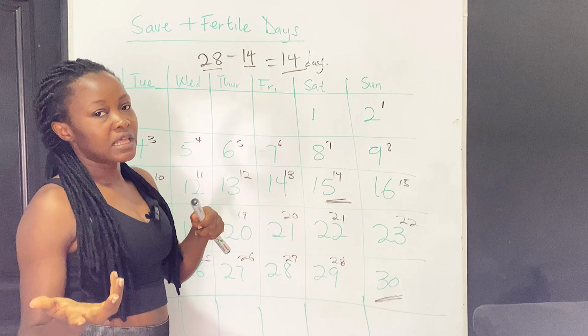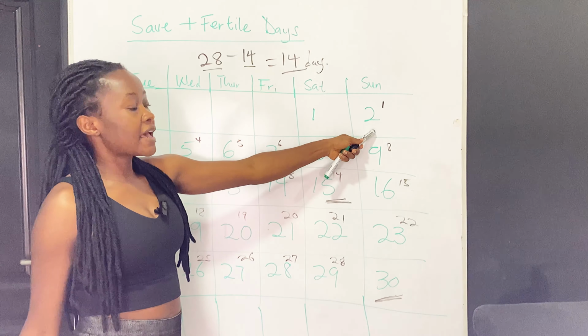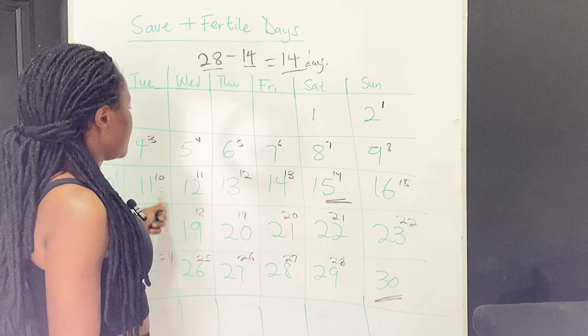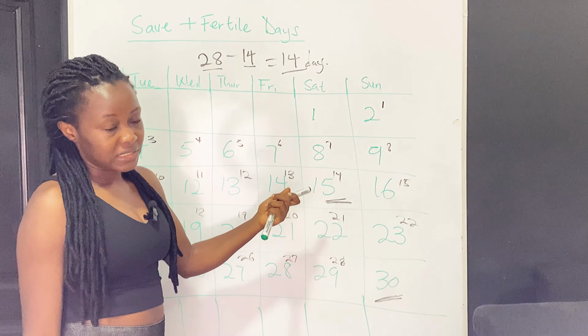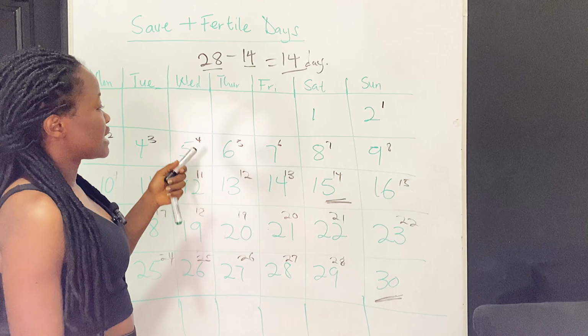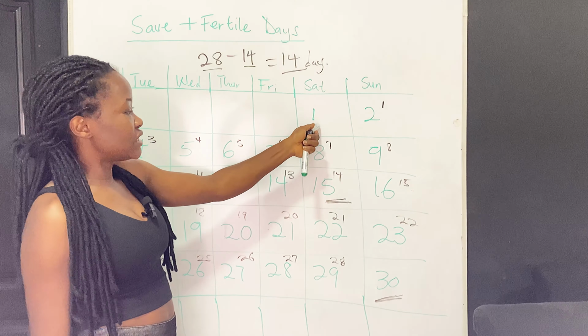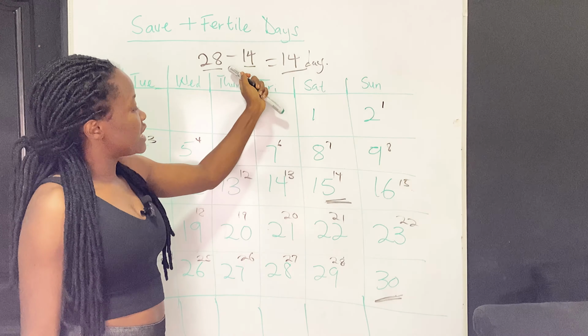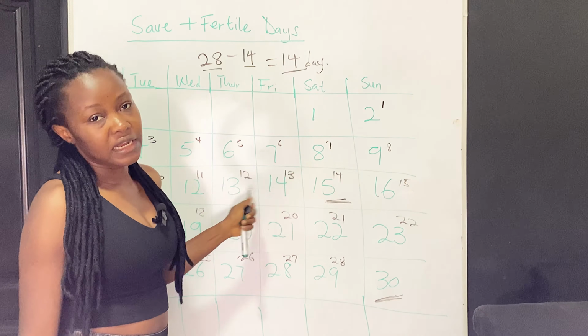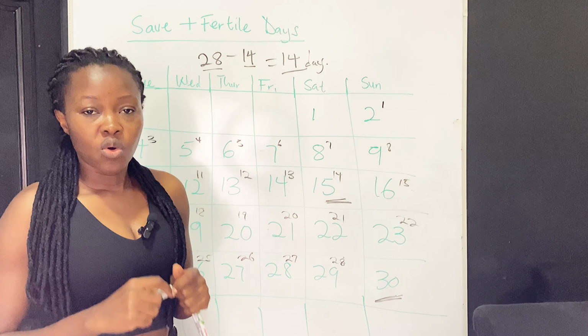So if Priscilla started her menstruation on 2nd July, she will be ovulating on the 15th of July. I hope you understand. It's very, very simple. If she started her menstruation on, let's say, 1st July, we are just going to calculate 14 days from this day, and that's when she's expected to ovulate.